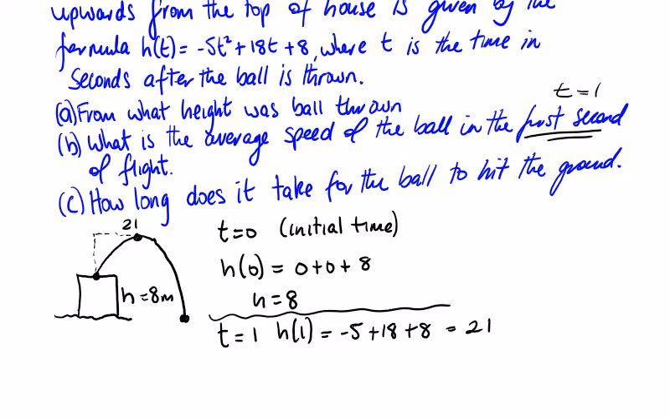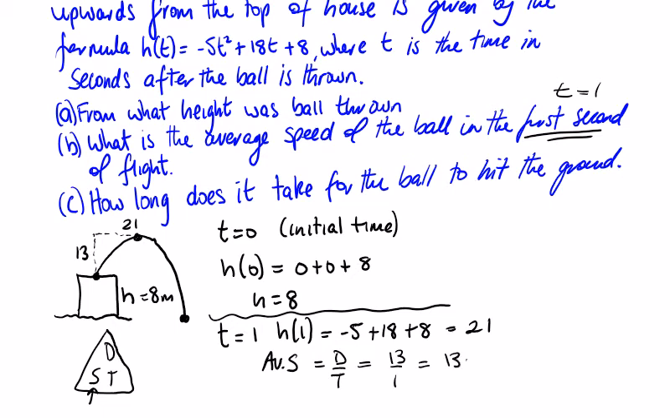So let's assume this is 21 up here. And how far has it gone? It started at 8, it's now at 21, so it's gone up another 13. So in 1 second, it's gone 13. So if we use our DST triangle, it's only 1 second here, so the height is going to be the average. So the average speed is distance over time, which is 13 over 1.